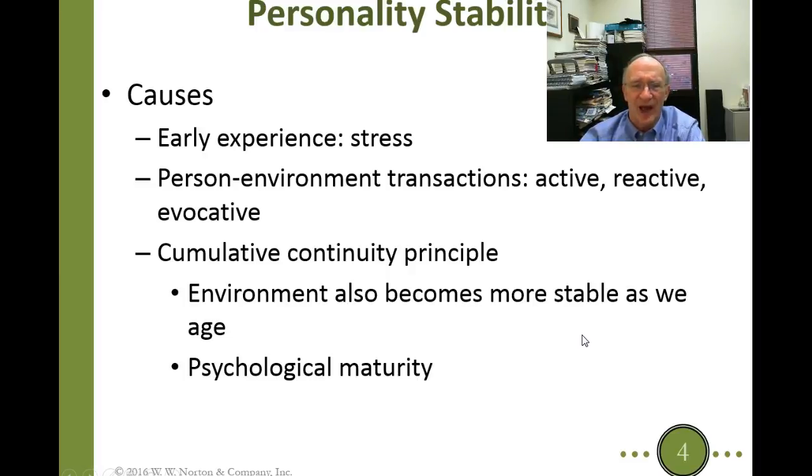Now here's a testable item. Notice there are 6 principles in this chapter, and those 6 principles really are the organizing principles of the chapter. So you ought to know, for purposes of testing, what the cumulative continuity principle means, as well as be able to interpret the other 5 principles of change across the lifespan.